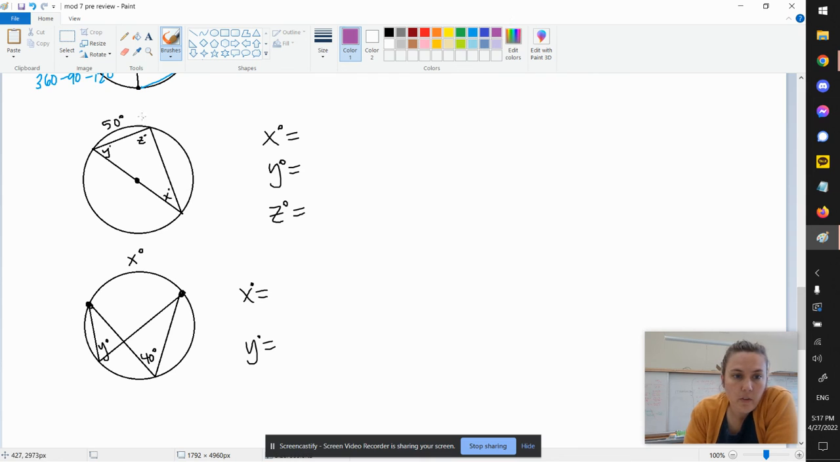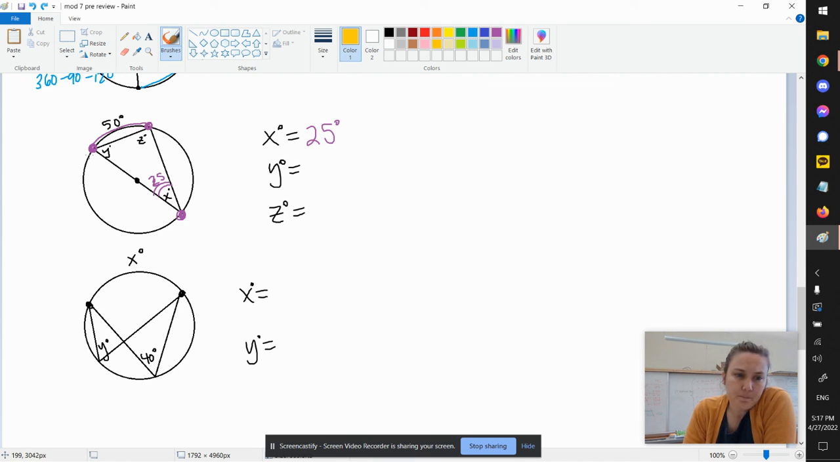For this next one, this arc being 50 tells us this angle back here is 25. This is because we've got an arc and an inscribed angle, not a central angle, but an inscribed angle that have the same endpoints, right? The arc 50 has those two endpoints. The inscribed angle x starts where the arc starts, goes to the back of the circle, and ends where the arc ends. This is when we get to cut them in half.